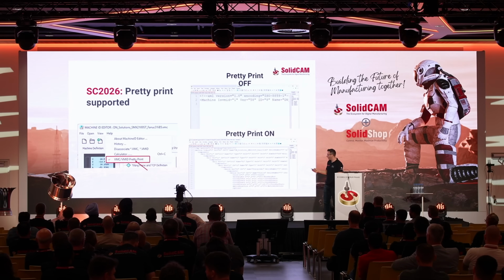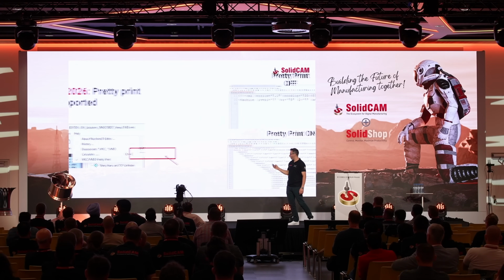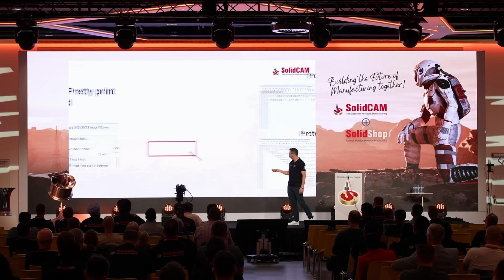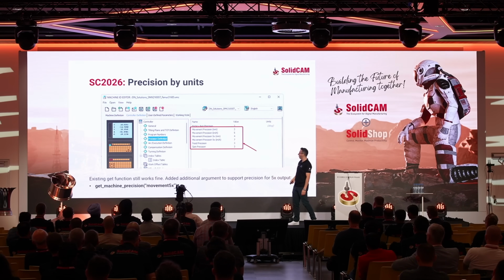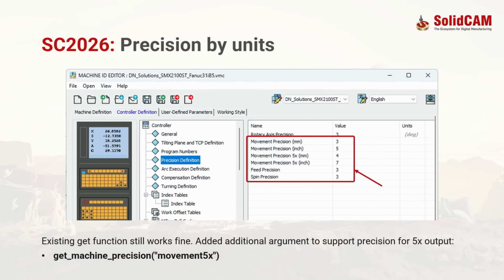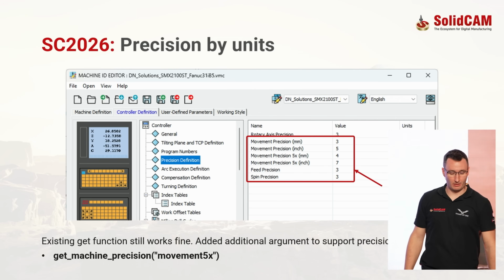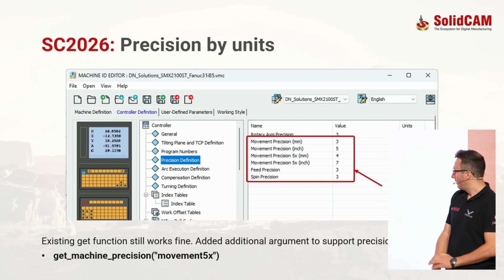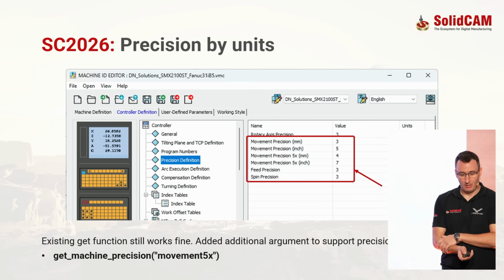Oh, one small detail I mentioned here at the bottom. Does laser work? Laser doesn't work, or it works, but it's so small. So the existing get machine function, we have there get machine precision. We just add an argument, movement 5-axis. Based on the unit selected in the COM part, it will give you what's the format, and everything will be automatic. Cool.